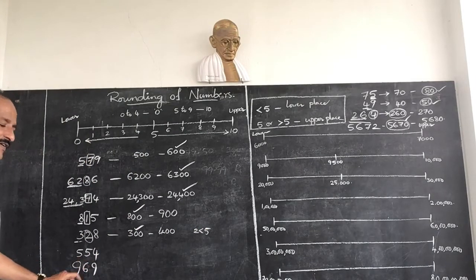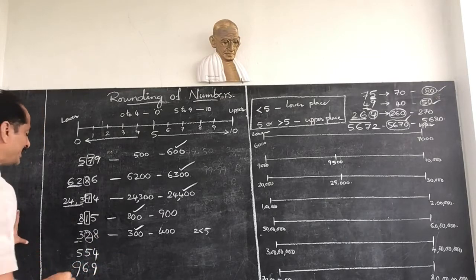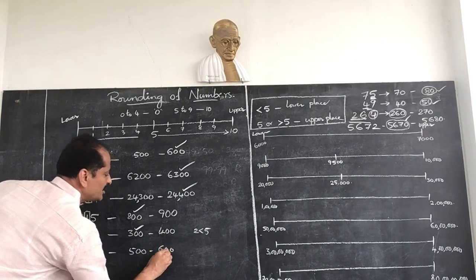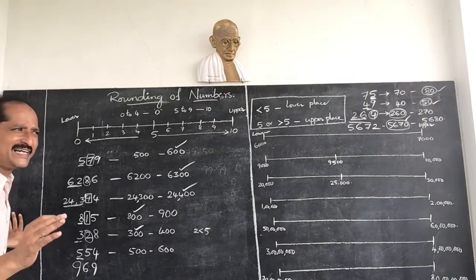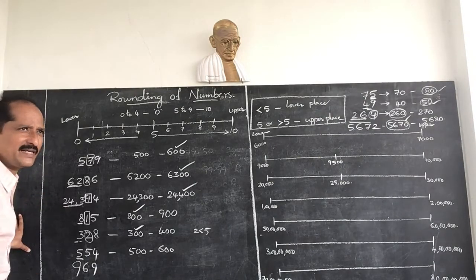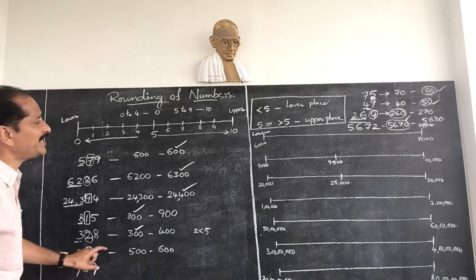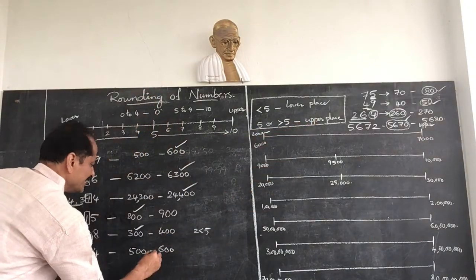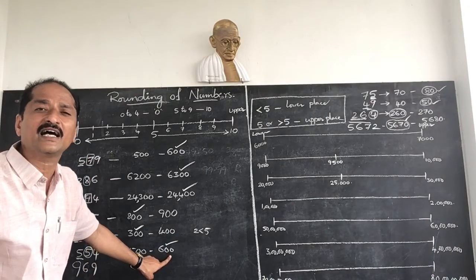Okay, so 554. How many hundreds are there? 500. That means this number is in between 500s and 600. Should it be rounded to lower or upper? To check that, we should see the next lower than hundreds place. The next lower than hundreds place is the tens place. The digit in the tens place is 5. If it is 5 or more than 5, upper place. So what is the upper place? 600. So 554 should be rounded to 600 to the nearest hundreds place.